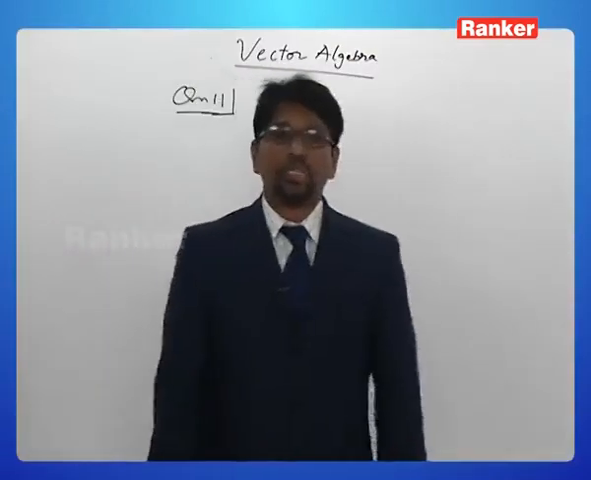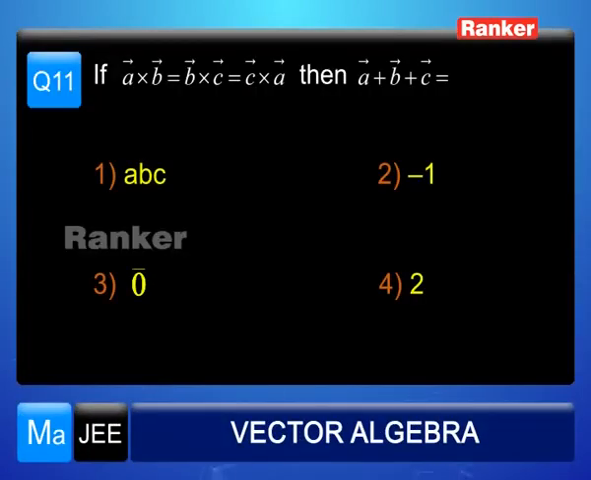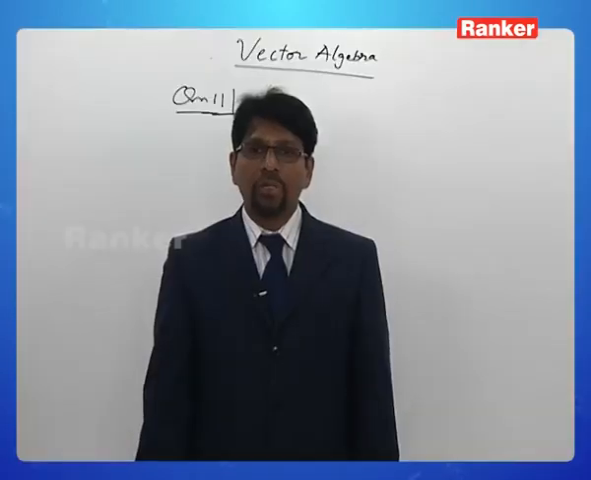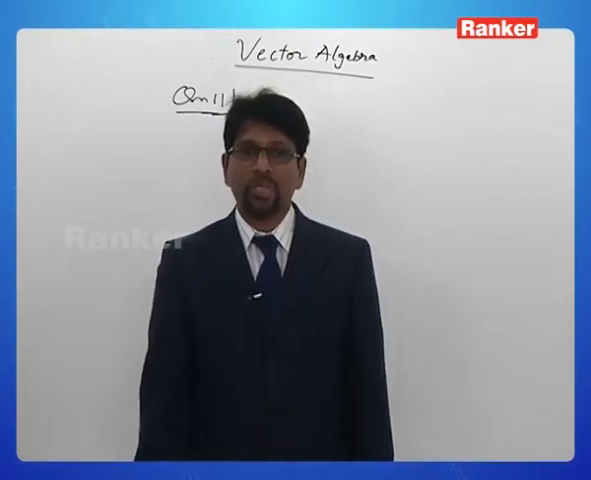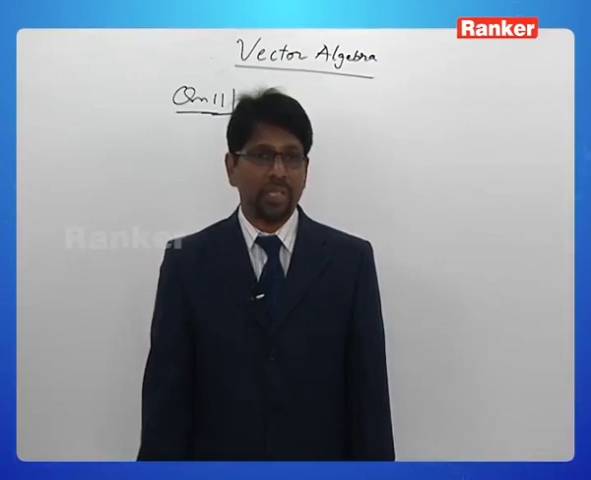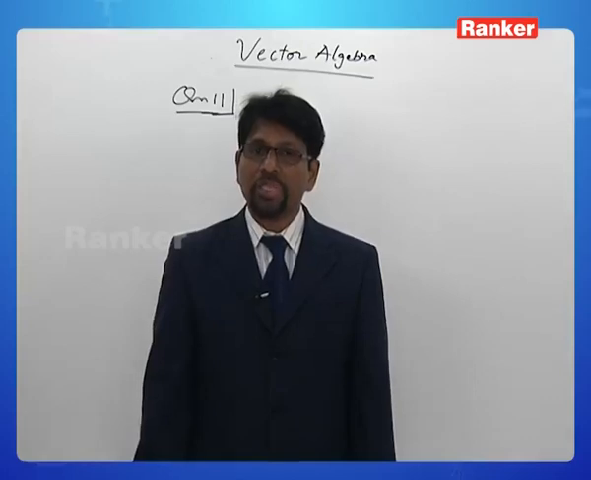Let's move on to the next question, question number 11. If A bar cross B bar is equal to B bar cross C bar and is also equal to C bar cross A bar, then A bar plus B bar plus C bar is equal to: first option ABC, second option minus 1, third option null vector, and fourth option 2. First of all, A plus B plus C has to be a vector. Right away from that we can see that options 1, 2 and 4 cannot be correct because they are all scalars. So it has to be option 3. But then let's prove it.